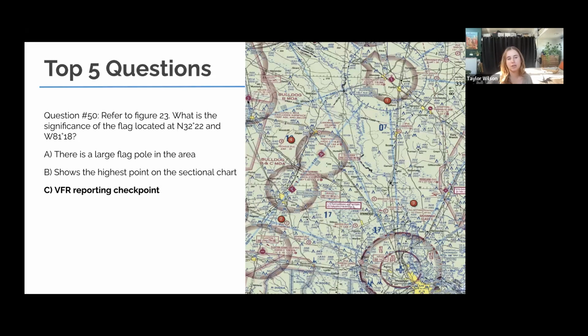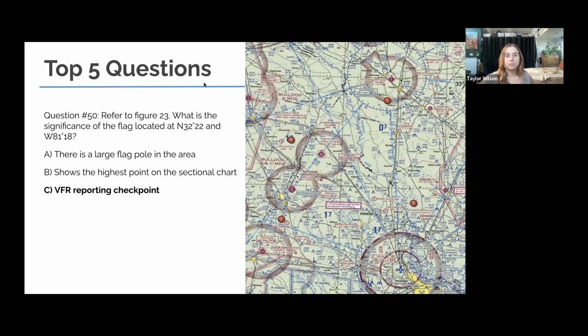Yeah, the only flags on a sectional chart that you're going to see are a VFR checkpoint. I can't think of any off the top of my head. What any other type of flag you would see. So yes, by process of elimination, without having to go through all of that, the simple answer is a VFR reporting checkpoint.